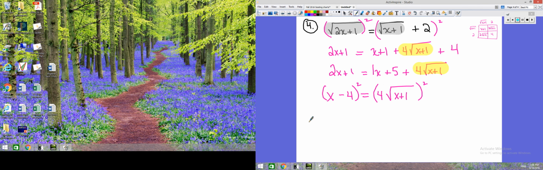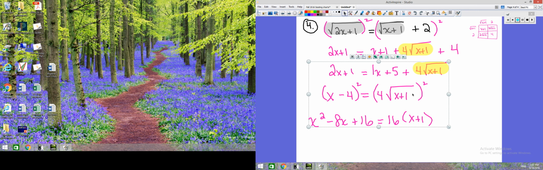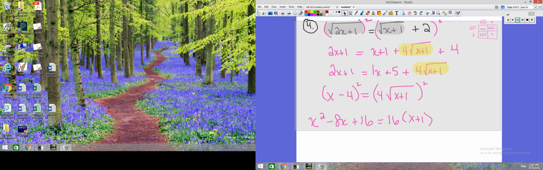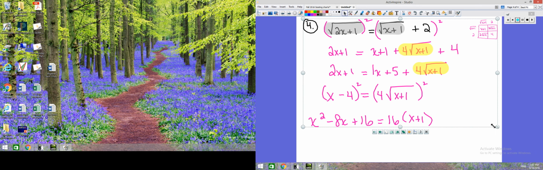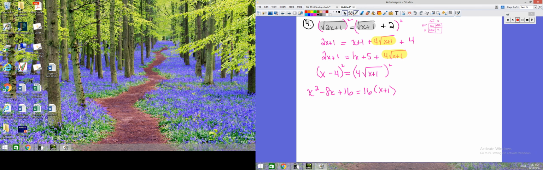If I square this left-hand side, x squared minus 8x plus 16. If I square the right-hand side, 16, oops, the radical would go away, times x plus 1. So I have a quadratic equation here. I need to get this in standard form and then either factor or apply the quadratic formula. So maybe it's not looking quite as bad as it did originally.